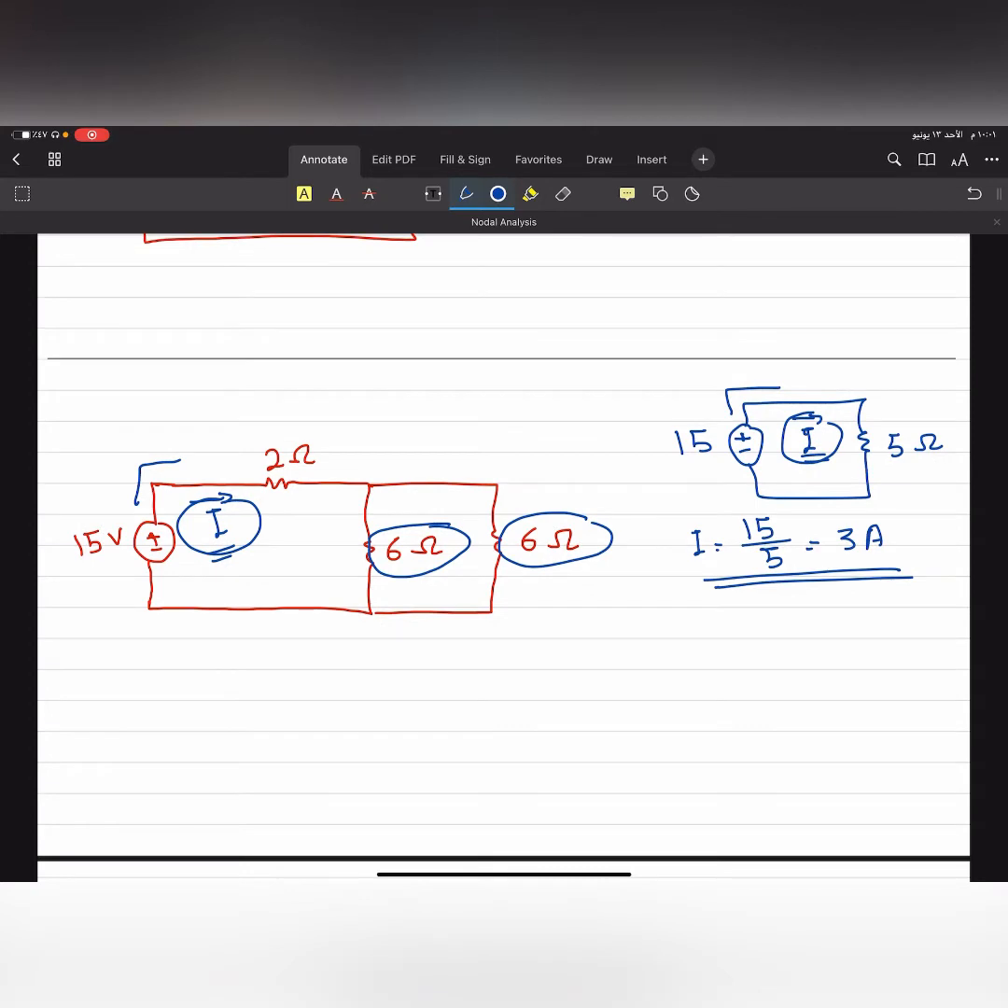So in a circuit also like this one here, you don't have to use nodal analysis. It's all about saving time. As engineers, we always tend to save time.